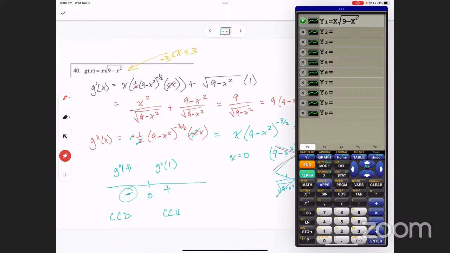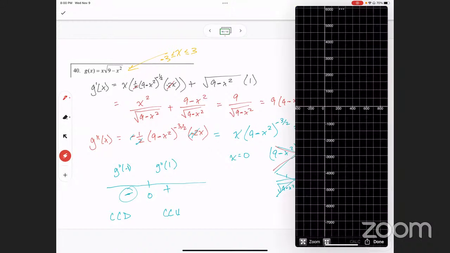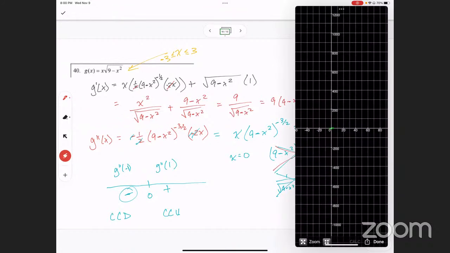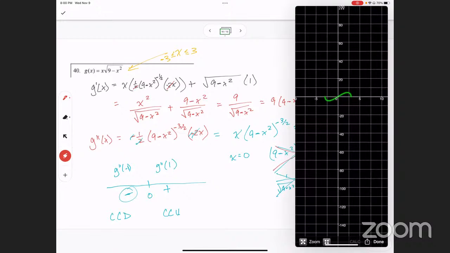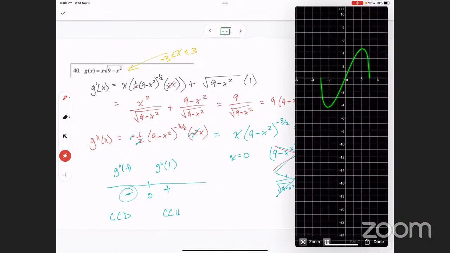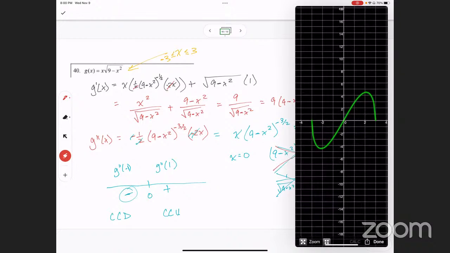So let's see if that is what we get here when we graph it. Whoa, what's going on here? Oh yeah, look at how much I have to go in there, because it's only defined where? Between what? Between the -3 and +3. And what do we have? Look at that. Concave. Whoops. Did I do that wrong? It should be concave up to the left and concave down to the right. So what did we do wrong?